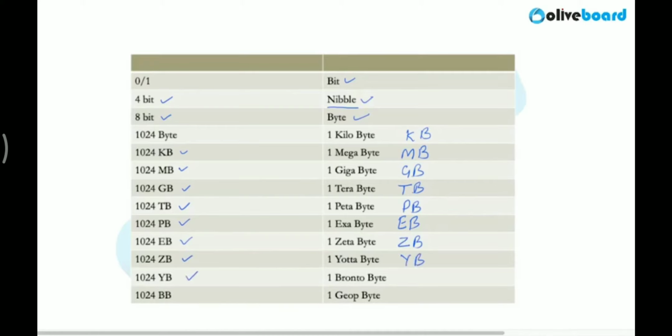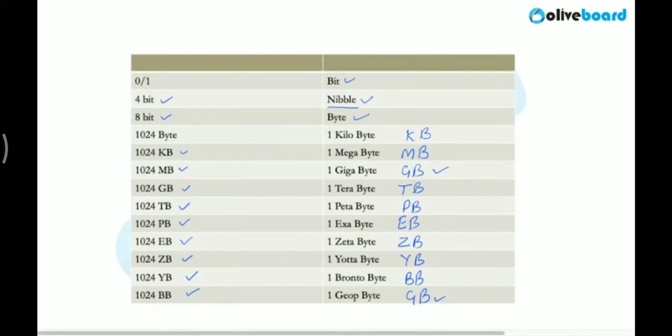1024 YB or yottabyte is considered as brontobyte, and that is called BB. And 1024 brontobyte or BB is called geobyte, and we can shorten it as GB. Do not get confused between this GB of gigabyte and GB of geobyte, because whenever we talk about the geobyte, we do not call it by a shortened name as GB, we simply call it geobyte.